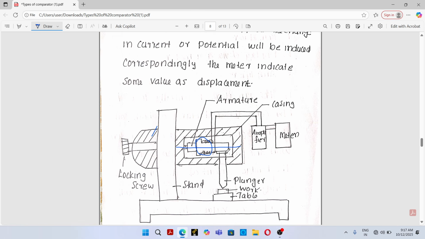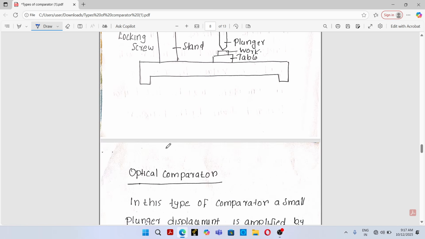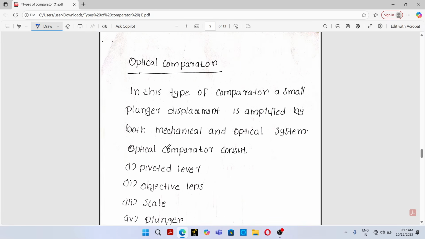So this is the principle of the electrical electronic comparator. Okay, and the third one is the optical comparator. It is also known as the mechanical optical comparator. See, in this type of comparator, a small plunger displacement is amplified by both a mechanical and an optical system.